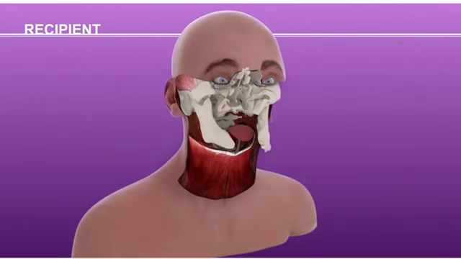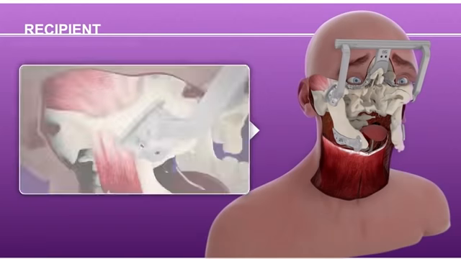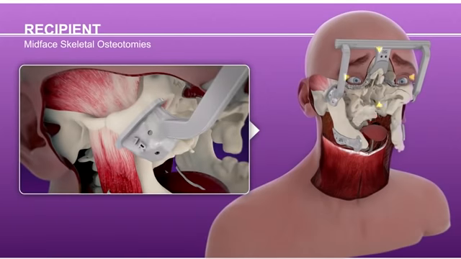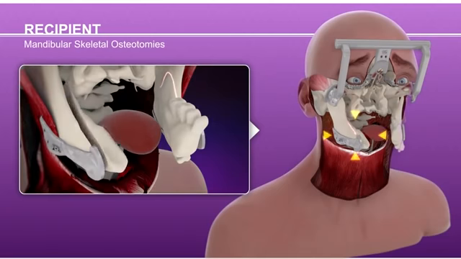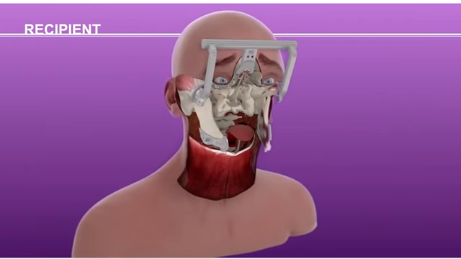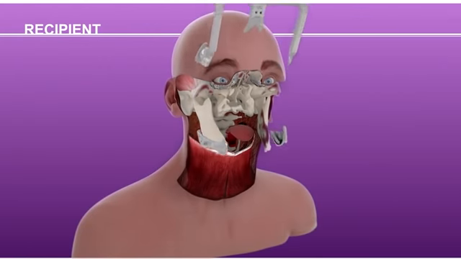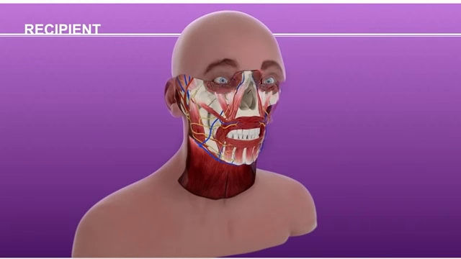Similar to the donor procedure, prefabricated 3D printed cutting guides were fixed into position based on the preoperative surgical plan. This allowed completion of the right zygomatic, nasal frontal, left zygomatic, and bilateral mandibular osteotomies. The resultant recipient facial defect was complementary to the procured donor facial allograft.